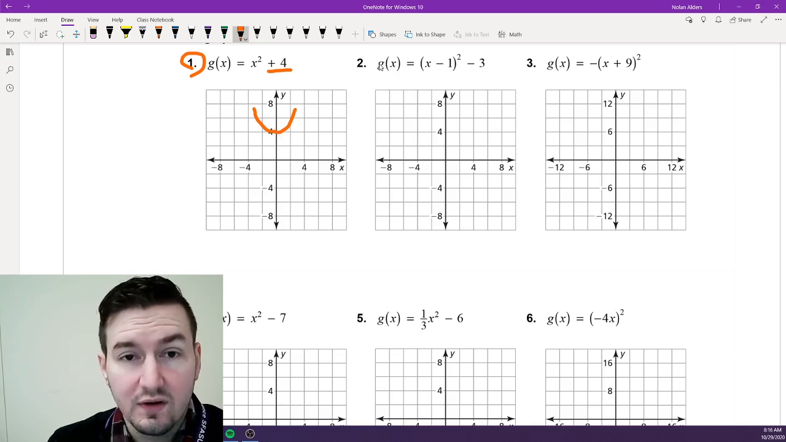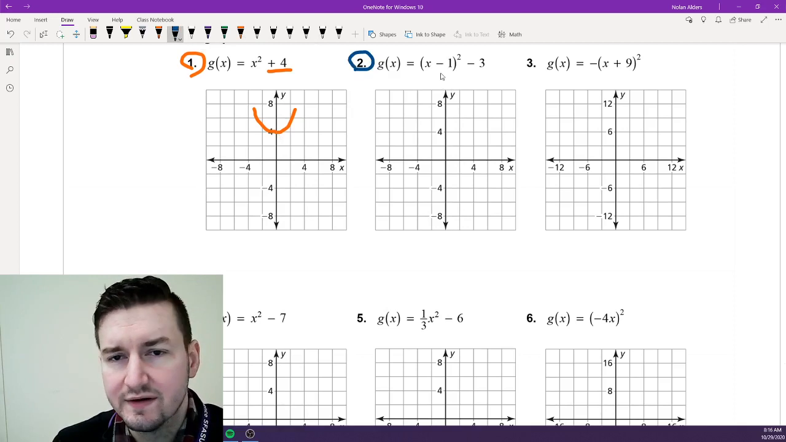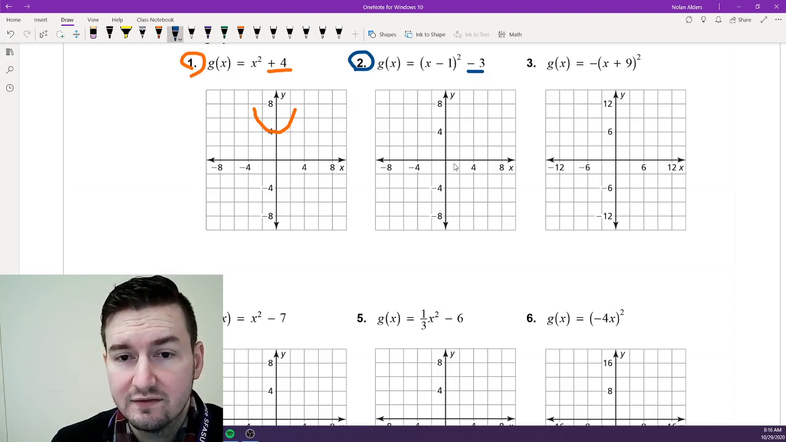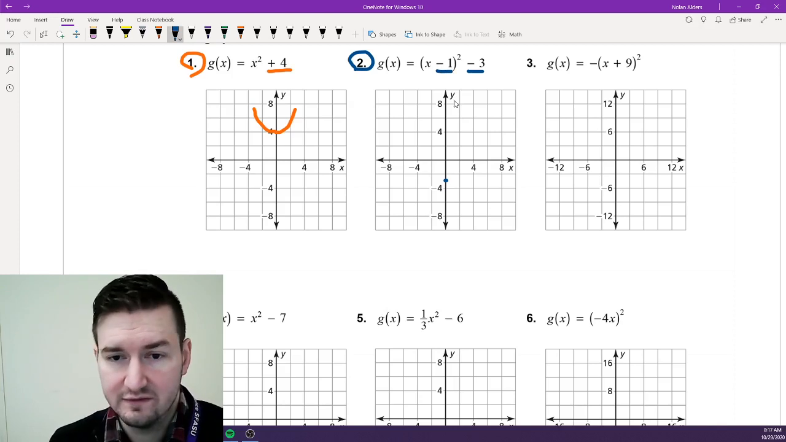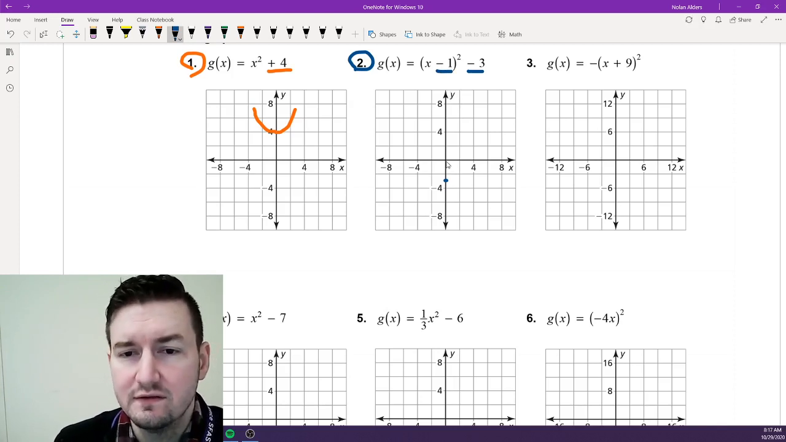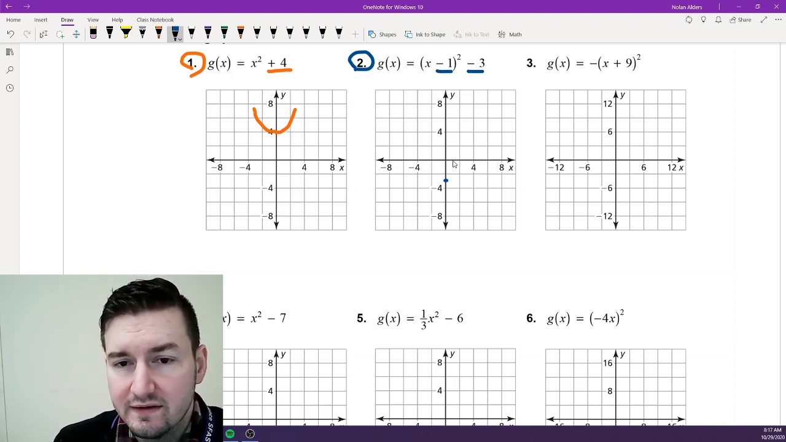For the second problem, let's switch colors up a little bit here. Again, I'm going to start on the right side. So that minus 3 there on the end, that means to move it down 3. So we're going to be somewhere in here. And then we're going to move it right 1. Remember, minus 1 means to go to the right if it's in parentheses. So that would be like right in here. So if we go down 3 and right 1, then our vertex is going to be right about here.